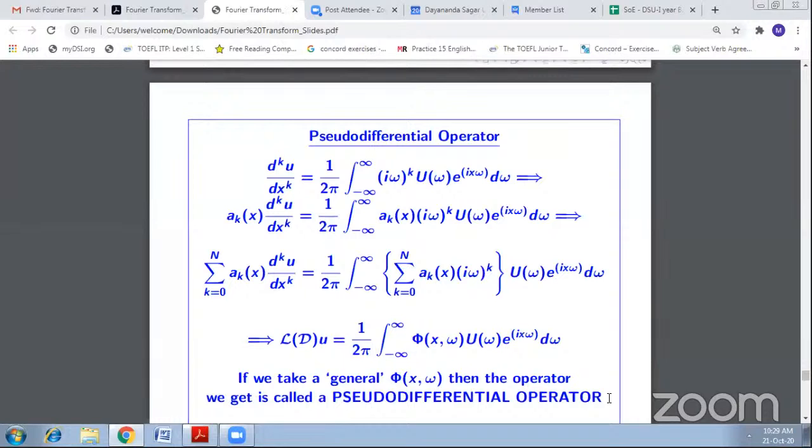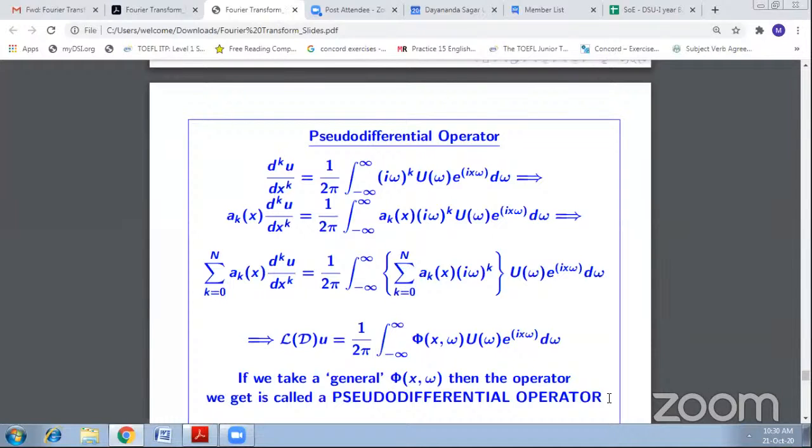You combine all these functions and call it phi of x, omega. So the nth order differential operator can be written in this integral form. What it says is an nth order differential operator is a combination of the Fourier transform and an integral transform. So any nth order differential operator can be thought of as arising out of a Fourier transform and an integral transform.